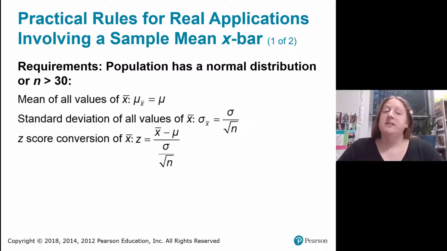And because of this, we can convert to z-scores for x bar by using z equals x bar minus mu divided by our standard deviation divided by the square root of n.